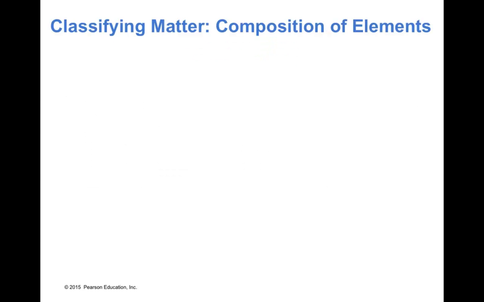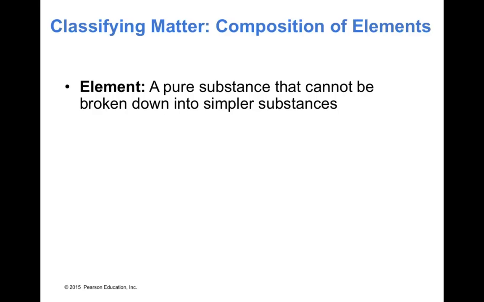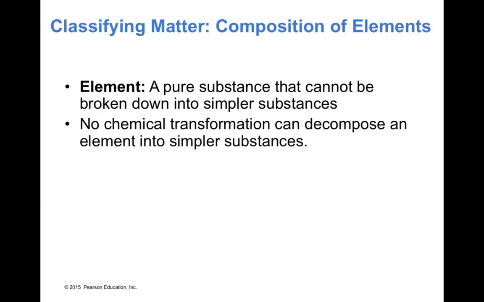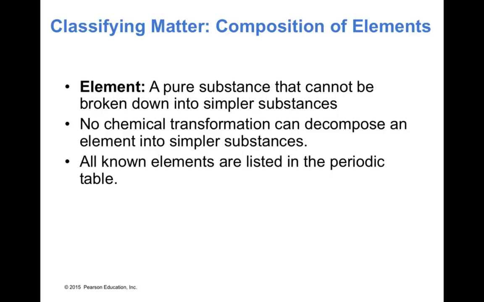The composition of an element is when the matter is composed of just one type of atom. An element is a pure substance that cannot be broken down into simpler substances. No chemical transformation can decompose an element into simpler substances. You can find all the known elements in the periodic table.